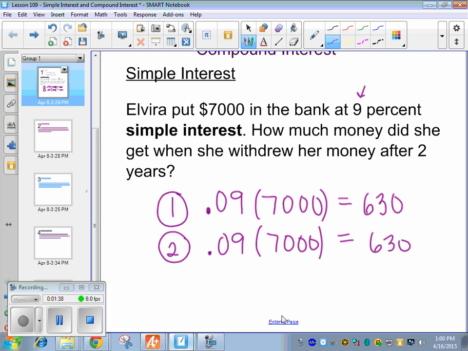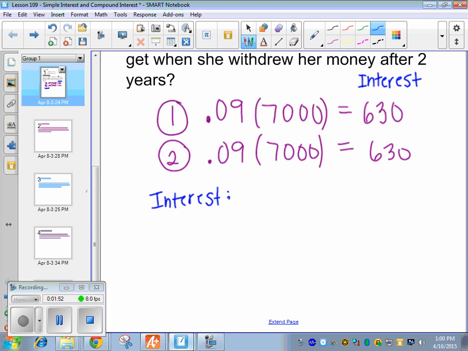Now it says, how much money does she have at the end when she withdrew? First of all, I want to answer 2 questions. The first question is, how much interest did we make? Total interest would be $630 plus $630. This was not our money, we made it in interest. So we made $1,260 in interest.